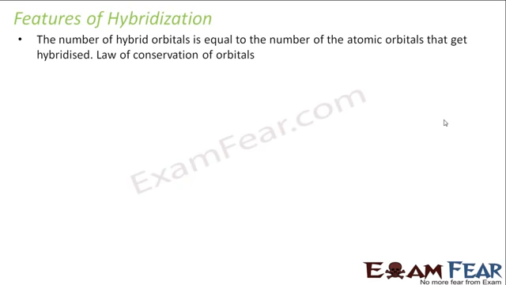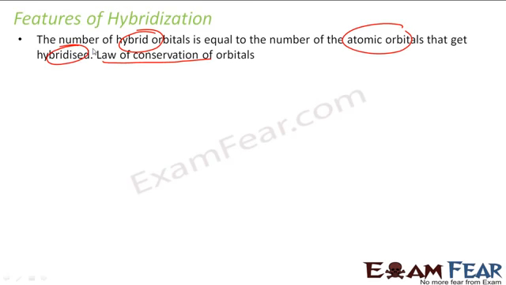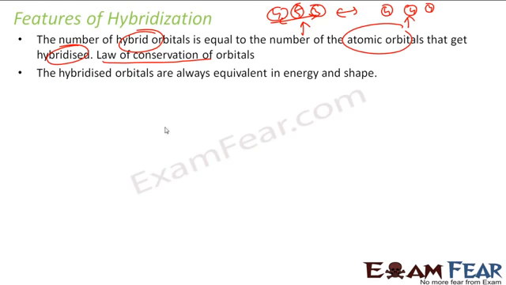The features of hybridization are, the first is the law of conservation of orbitals. That means the number of hybrid orbitals, the output, is always equal to the number of atomic orbitals you can hybridize, the input. Law of conservation of orbitals. For example, I told there are 4, 5 and 3, different energies, similar, not equal. They hybridize to form 3 different orbitals, all will have the same energy. So if 3 orbitals are used here, you will get 3 orbitals. If 4 is used, you will get 4.